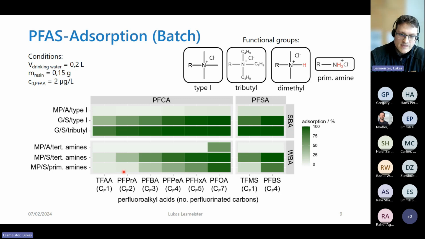Because in general, we see that the performance of the weak basic resins is less good than the strong basic resins. And the same principles apply here. We see the acrylic resin is worse than the styrenic one. And if we go from the tertiary amine to the primary amine, if we take away the methyl groups, the adsorption is also weaker.